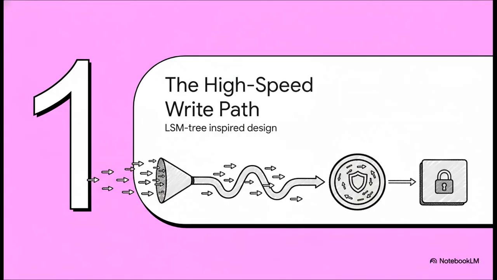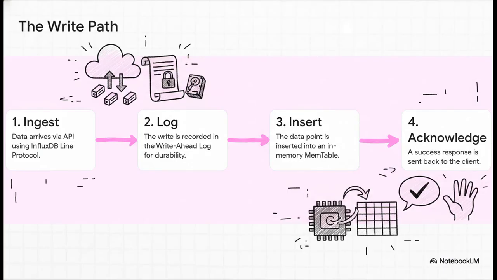Okay, first up, the high-speed write path. A data point just hit the API. What happens now? What's the very first thing the database does to make sure that data is captured fast, but also safely? The design here is heavily inspired by LSM trees, and it's all about that critical balance between raw ingestion speed and the absolute guarantee that your data is never lost. And it all happens in this very specific order for a reason.